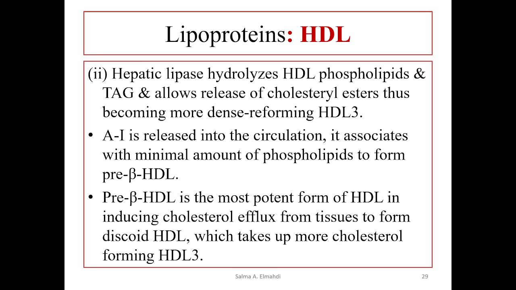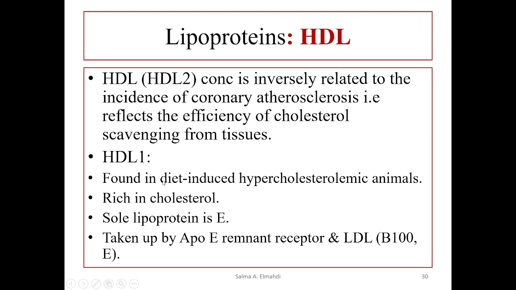Apolipoprotein A1 is released into the circulation. It can associate with a minimal amount of phospholipids to form a pre-beta HDL. Pre-beta HDL is the most potent form of HDL in inducing cholesterol efflux from tissues to form discoid HDL, which then takes up more cholesterol to form HDL3. This will be more clear as we come to the figure in a couple of minutes.